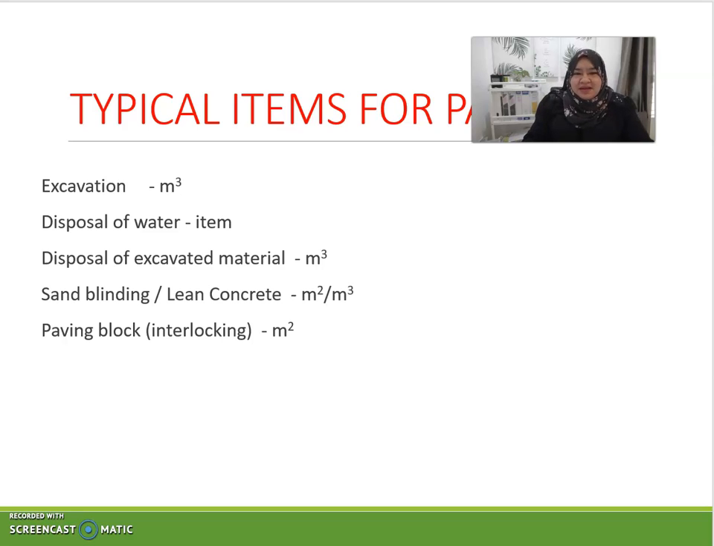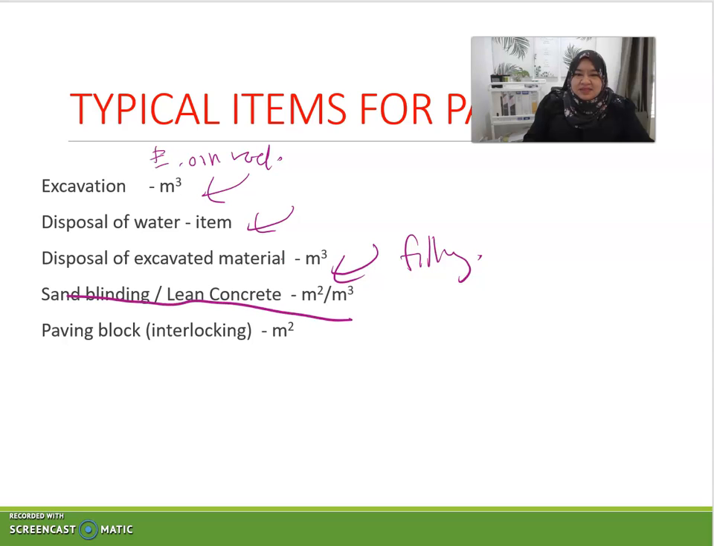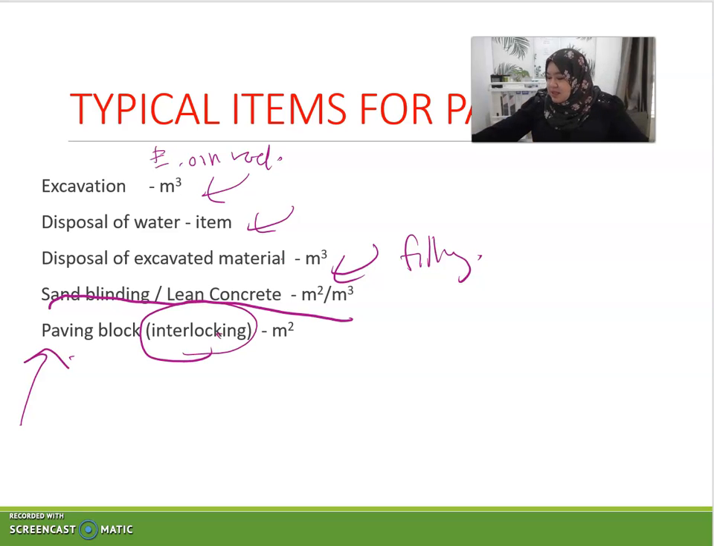Right, another typical item for paving. Paving is normally for a rigid pavement, and these are the typical items for rigid pavement. We have excavation, disposal of water. Excavation will always come with extra over in rock. Disposal of excavated material. If you have filling, it should be included as well. And sand blinding. In this case they are using sand blinding for the blinding. And lastly is the paving block, using interlocking, in meter square.